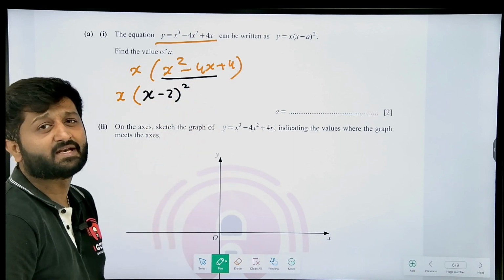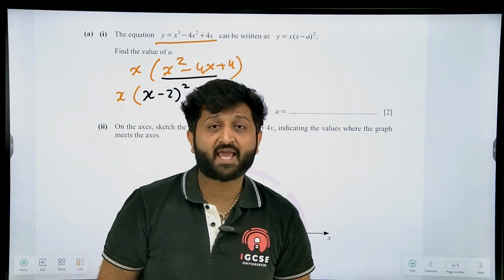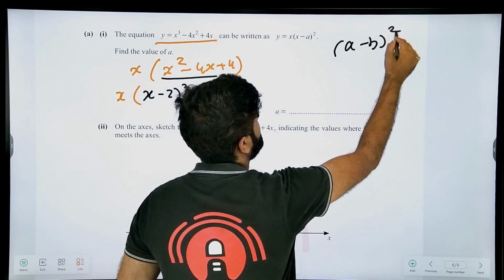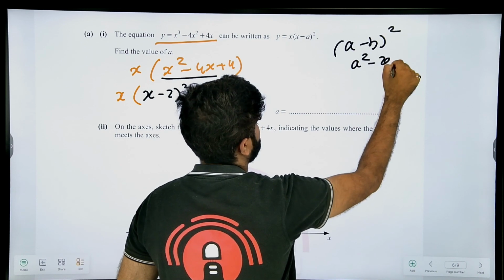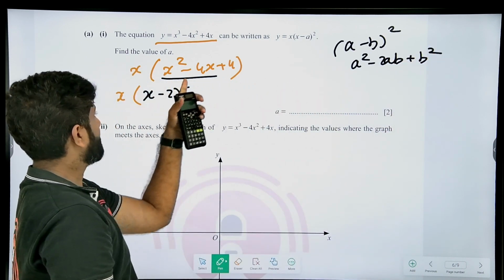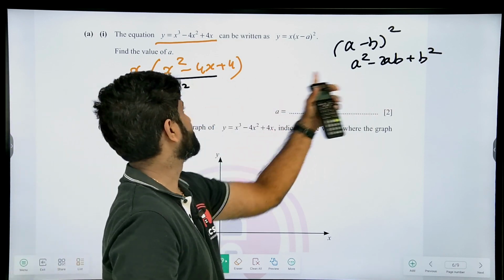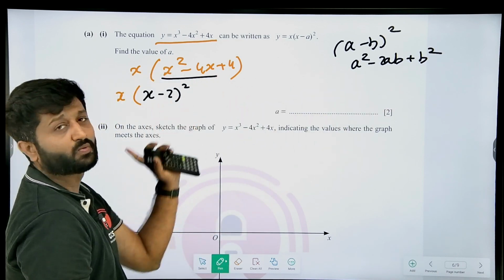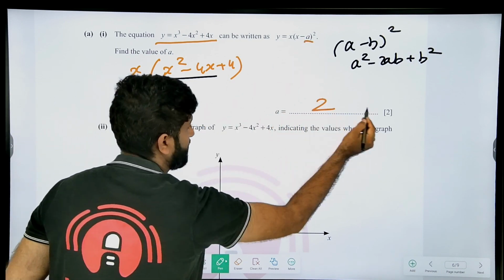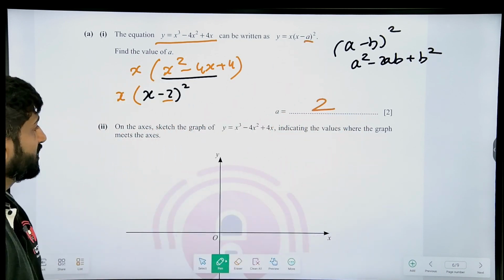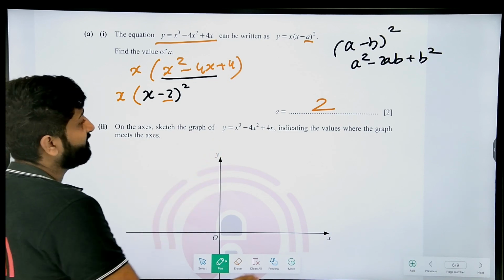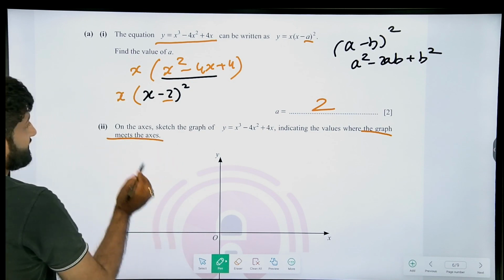Because x minus 2 whole square, that is a minus b whole square. This is in the form of a minus b whole square, that is a square minus 2ab plus b square. So x square minus 2 times of 2x, that is 4x plus 2 square. Now guys, what is my a? The value of a is 2. Next, on the axis, sketch the graph indicating the value where the graph meets the axis, right?